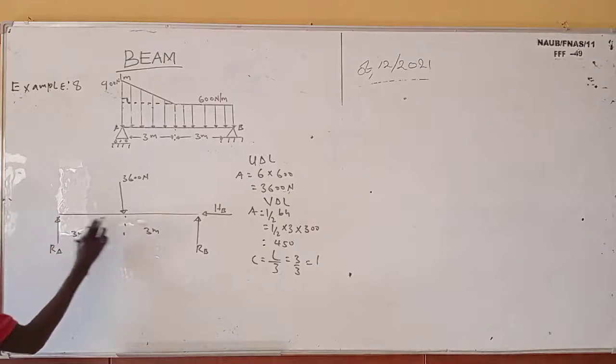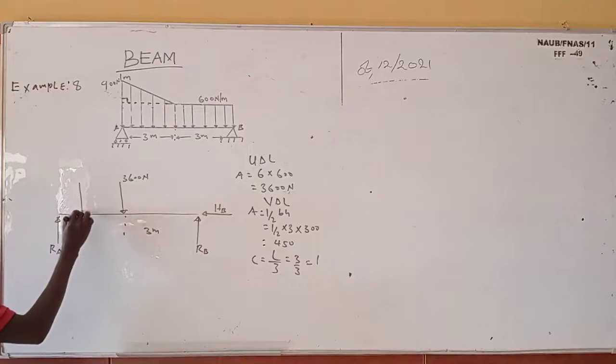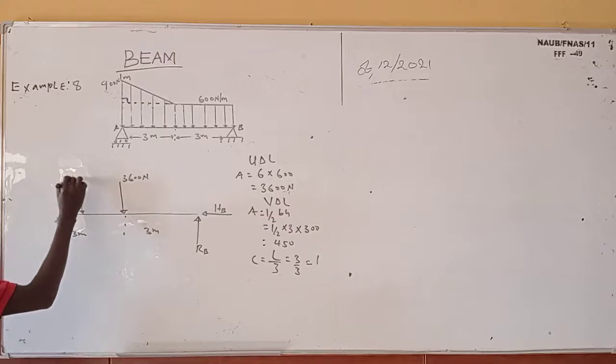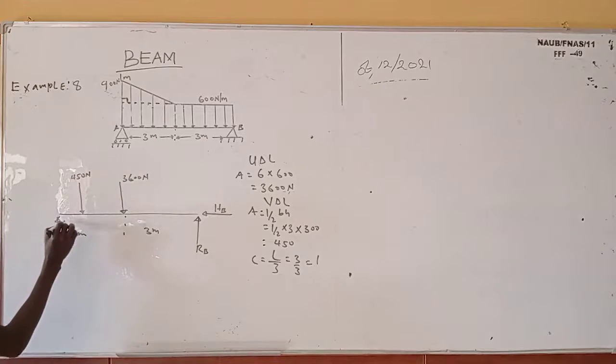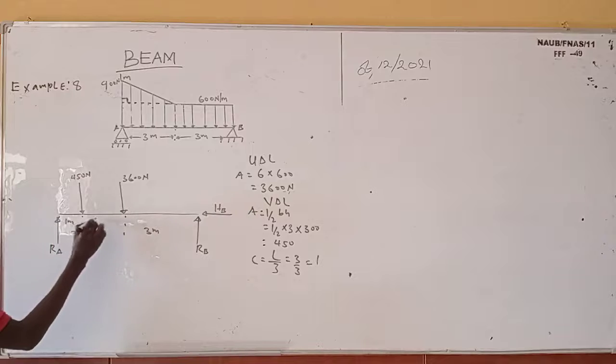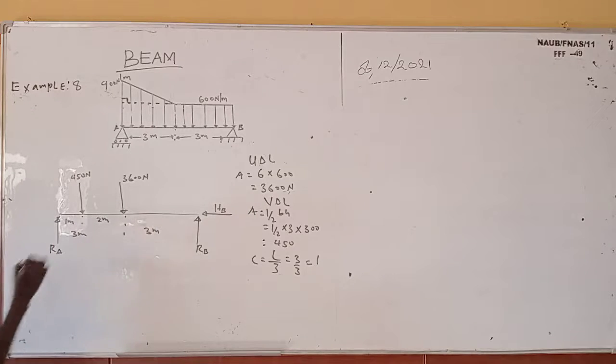So let's say from here to here is 3. So 1 meter will be here. So 450 Newton. So this point will be 1 meter. It means this point will be 2 meter. You get that? So please take note of that.